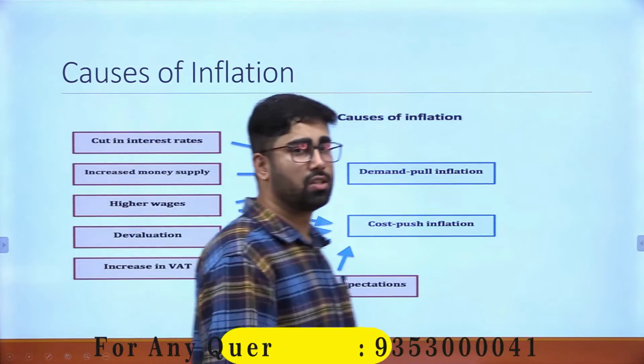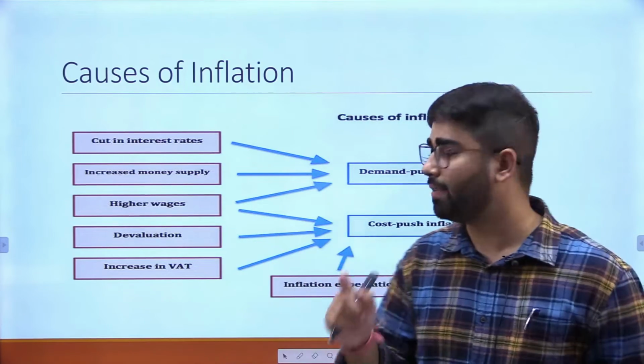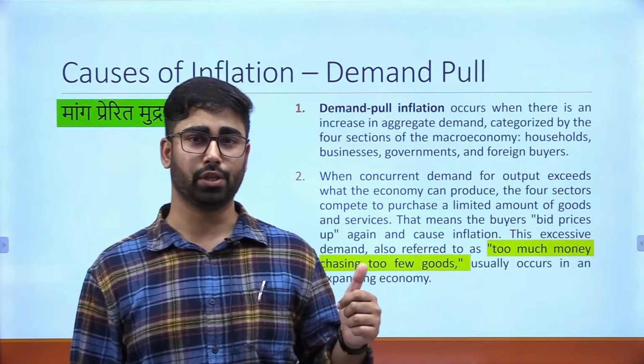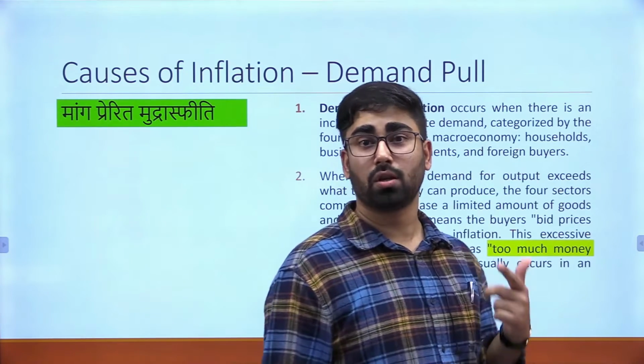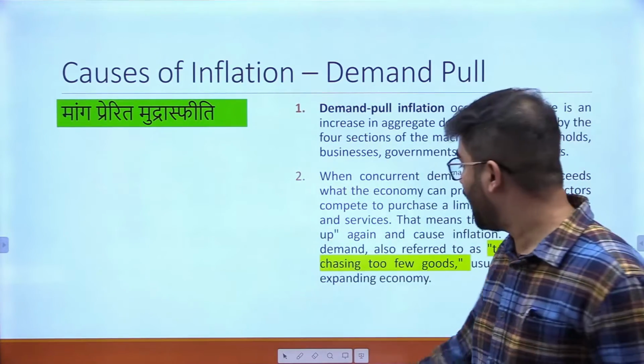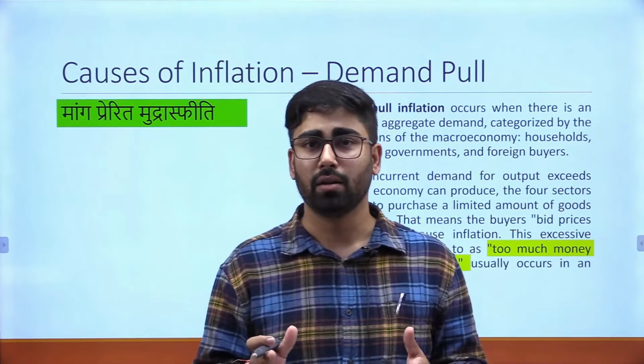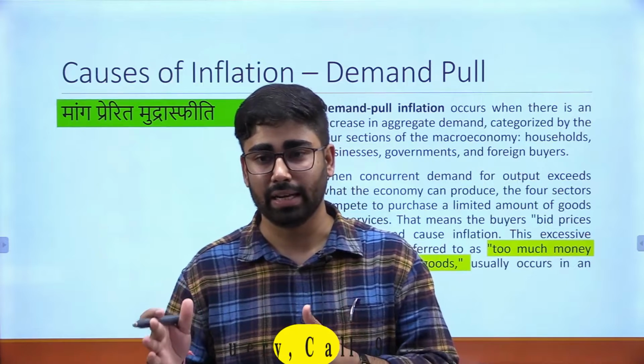So what are the causes of inflation? See, the causes of inflation can be divided into two parts. First is demand pull inflation and the second is cost push inflation. Okay, demand pull inflation essentially means if something is more in demand, then its price will increase.